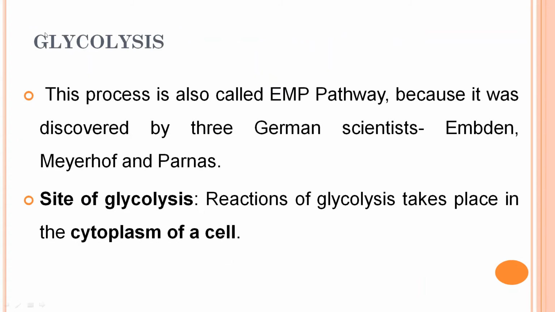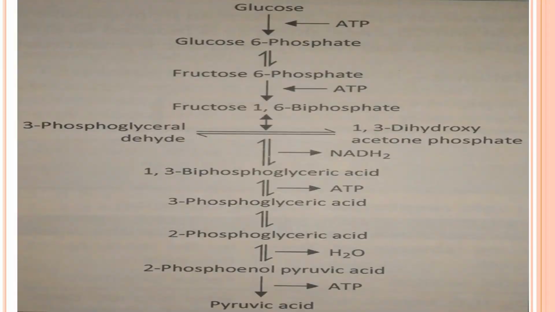Okay. So what is the process of glycolysis? We will go through three processes only. First process is glycolysis. This is a process which is also known as EMP pathway because it was discovered by three German scientists, Embden, Meyerhof and Parnas. So, according to the name of the scientists, it is also known as EMP pathway. And where is the site of glycolysis? Means where does glycolysis take place? It takes place in the cytoplasm of a cell. So the reactions of glycolysis take place in the cytoplasm of a cell. So let us see the stages of glycolysis. See, glucose in presence of energy is converted to glucose 6-phosphate.